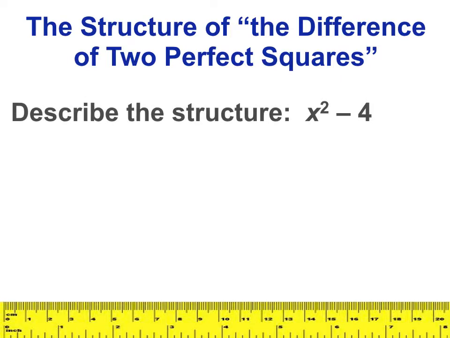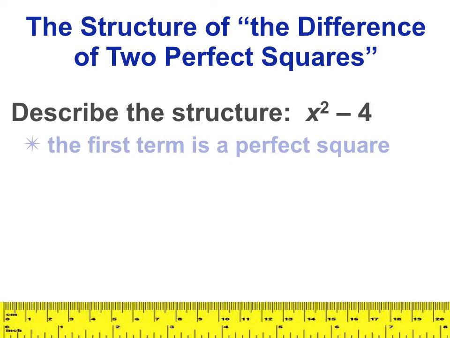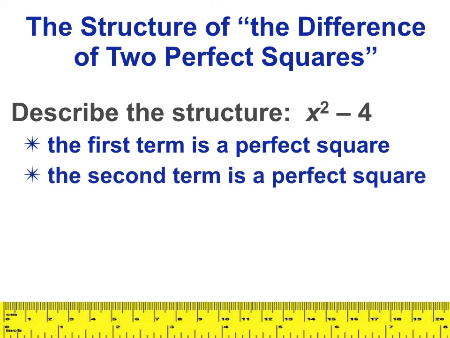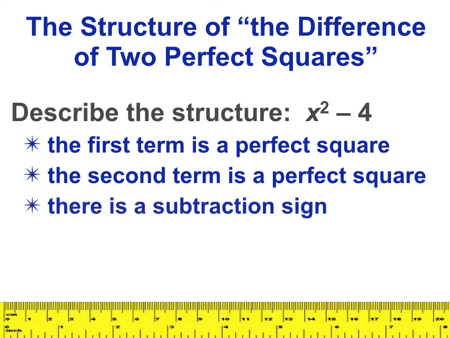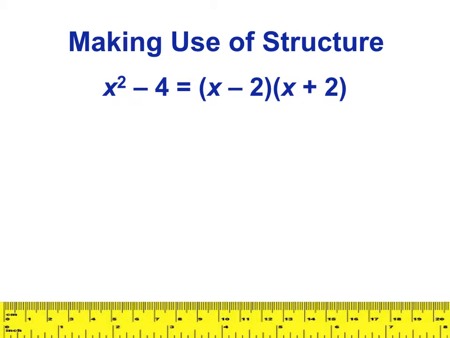has an interesting structure. The first term is a perfect square. The second term is a perfect square. And there's a subtraction sign separating the two terms. So next, I want to make use of the structure and generalize. How would I factor an expression that has that structure?